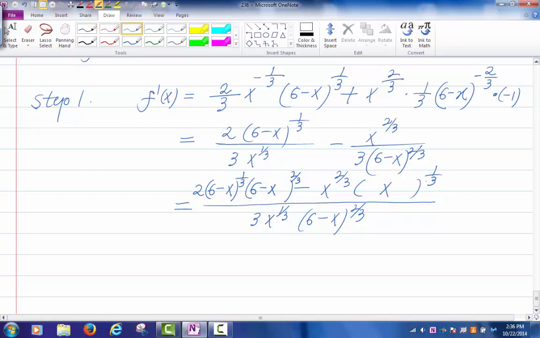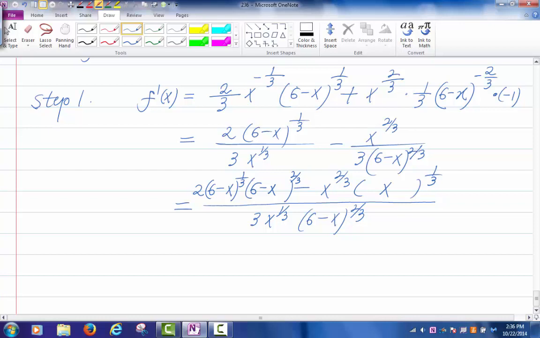Again, you look at the common denominator here. Then in the numerator, I'm going to subtract. So this would be the first numerator multiplied with something minus the second numerator multiplied with something. So what are this something and something? Well, you divide the common denominator by the first denominator, you get 6 minus x to the 2/3. You divide the common denominator by this denominator here, you're going to get x to the 1/3. Is everybody okay with that?